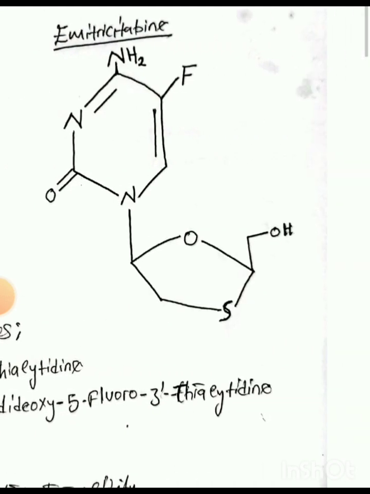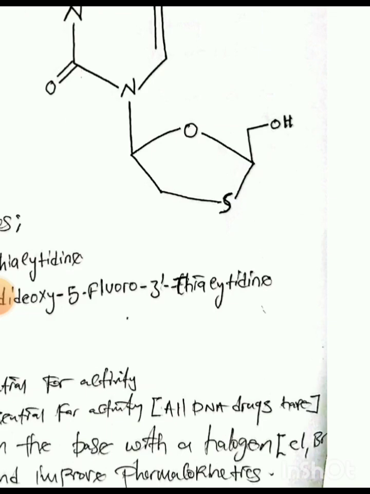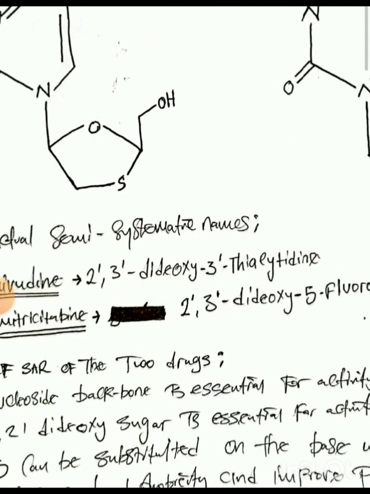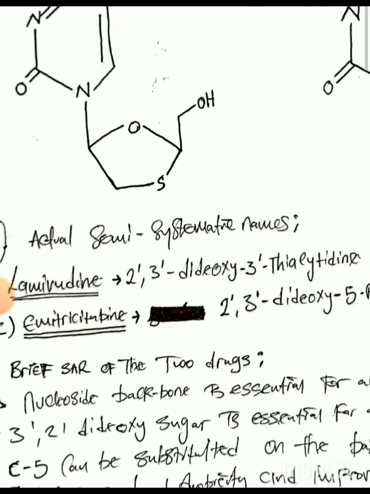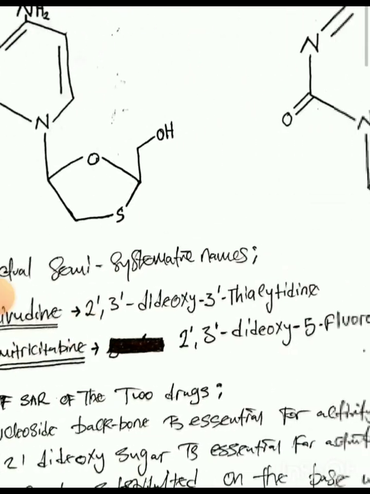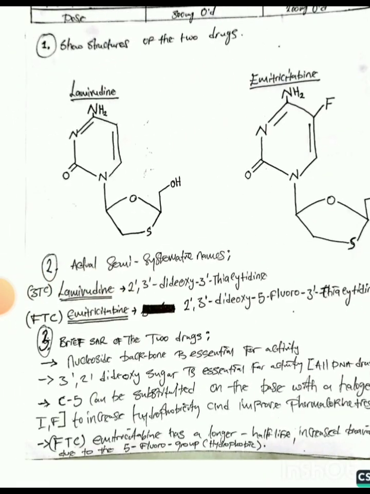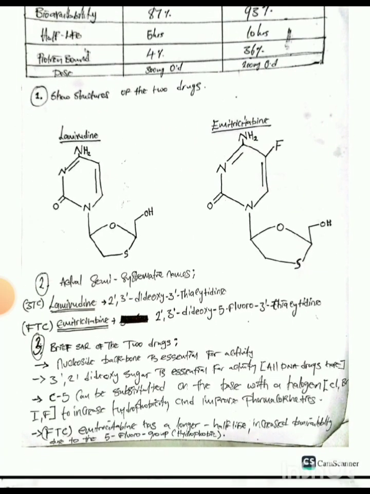Of course, emtricitabine and lamivudine have structural similarities. We can look at the base. They use a similar base, cytosine. And the dideoxy sugar is similar. It has a similar substituent on 3 prime, which is thiol. Okay, so those are the structures of lamivudine and emtricitabine.